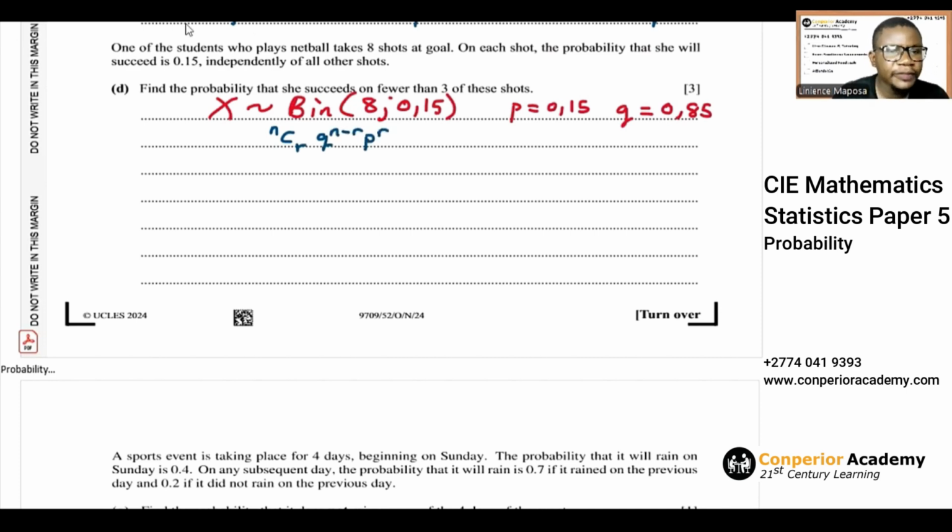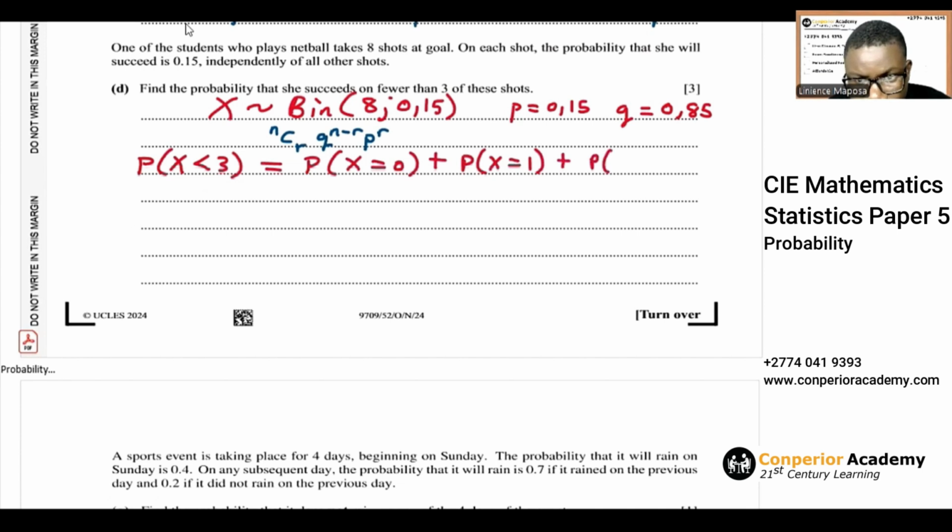If I look at the question, it says find the probability that she succeeds on fewer than 3 of these shots. So she's going to take 8 shots. And what is the probability that she is not going to be successful 3 times or more? So I'm looking at the probability of X, where random variable X is the number of successful attempts. I want this to be less than 3. So that means she can shoot all 8 attempts and not be successful, or she could be successful once, or she could be successful twice. That's how we write it.